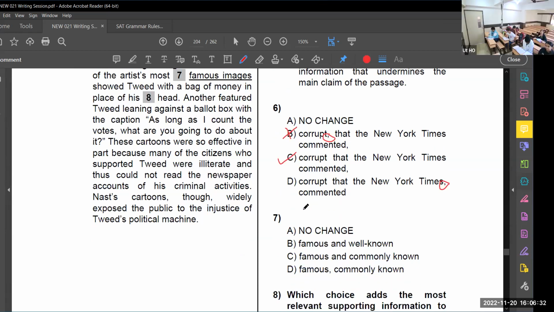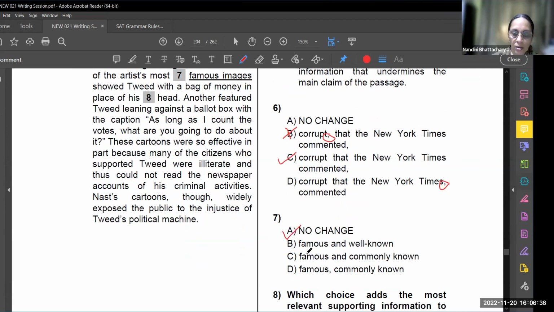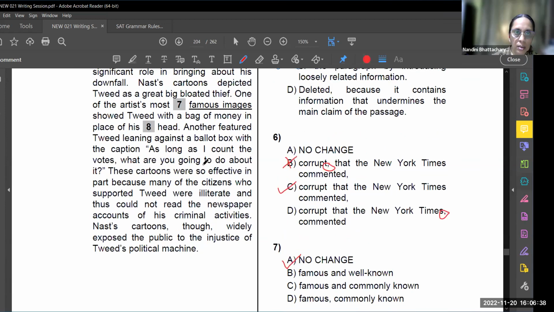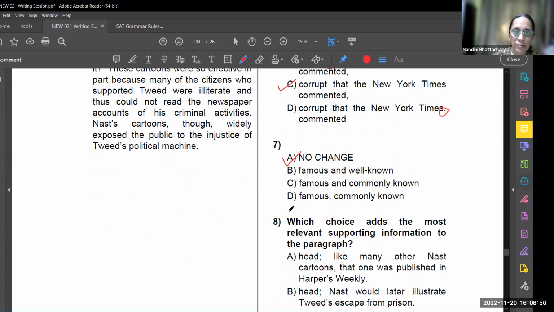A. No change. Why? Because in all the others, it talks about the artist's most famous images showed Tweed, etc. Famous and well-known, famous and something. So anything you add to famous, it becomes redundant.